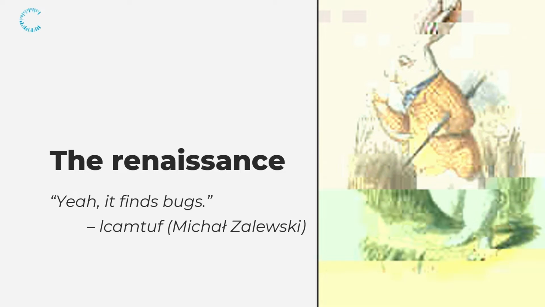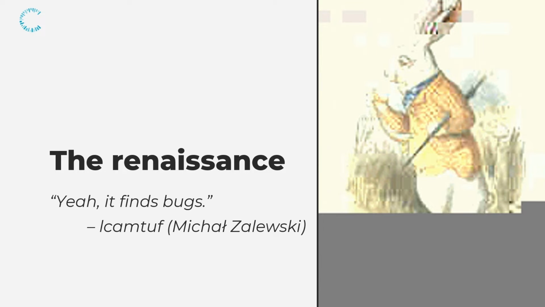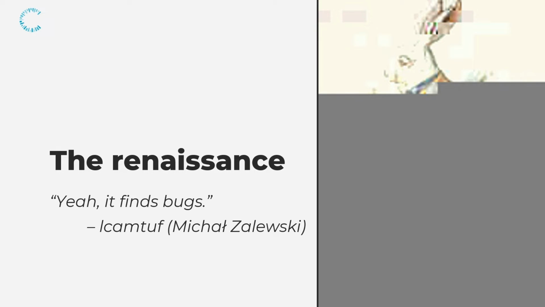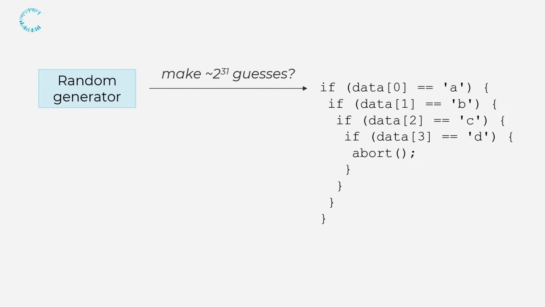OK, that brings us to the Renaissance, right? This brings us to AFL, for those of you who know it. And in order to describe what is happening here, let me give you an example. Given this program, how many guesses do we need to make in order to cause this program to crash? On average, about 2 to the 31 guesses, which is not optimal.